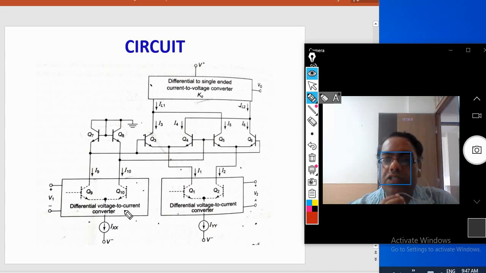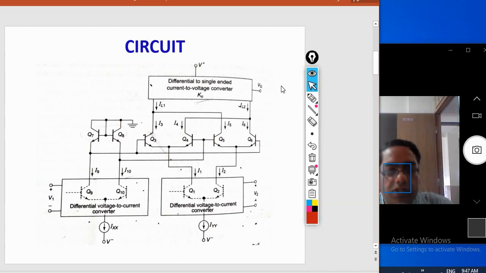Then two differential voltage to current converters are used. Here the input voltage V1 is converted to this differential current, and here another input voltage V2 is converted to another differential current. So this is the circuit.